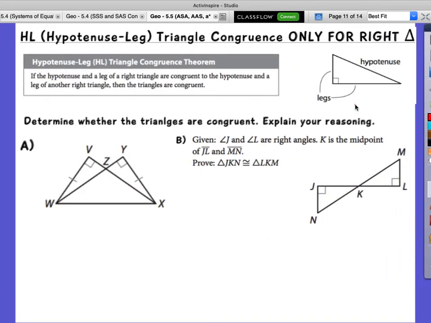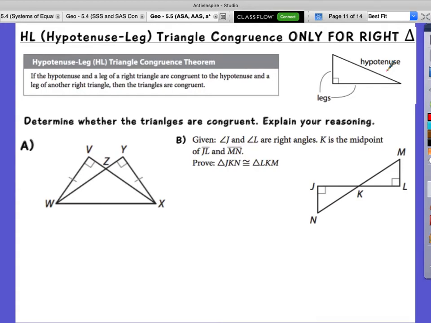Now, why do you think this might only be for right triangles? Because only right triangles have the hypotenuse. No other triangles even have the hypotenuse. Just right triangles do. So here, a hypotenuse and a leg congruent to the hypotenuse and the leg of another triangle. Once again, here's the diagram saying which ones are the legs and which one's the hypotenuse.